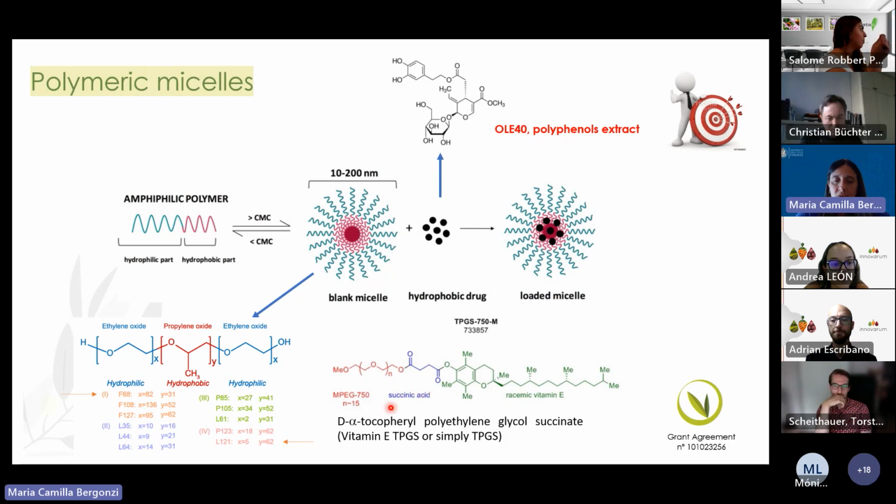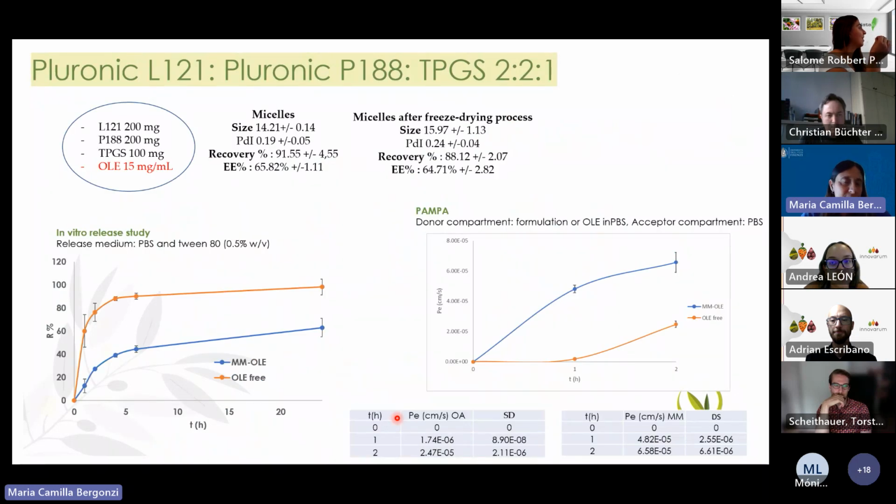TPGS is a derivative of vitamin E, also used in the macroemulsions. The best system resulted a ternary polymeric micelle constituted by Pluronic L121, Pluronic P188 and TPGS in the weight ratio 2:1. In this system, we obtain a solubilization of 50 mg per milliliter of extract. The micelle has good physical and chemical characteristics in terms of size, homogeneity, and encapsulation efficacy.